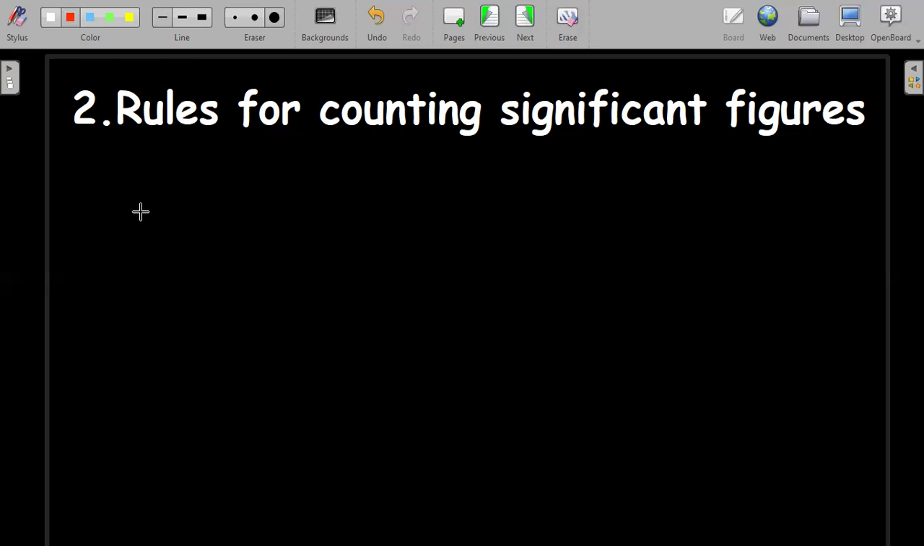Let me just use 1,000. So the question is, express this number as a number that has two significant figures. So anyone who has an idea of how we can convert this 1000, which has one significant figure, to a number that has two significant figures? Any ideas there? What we can do?